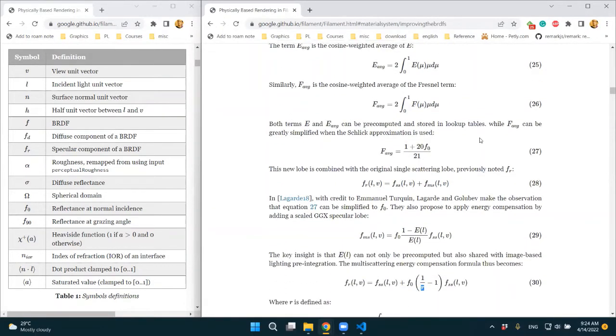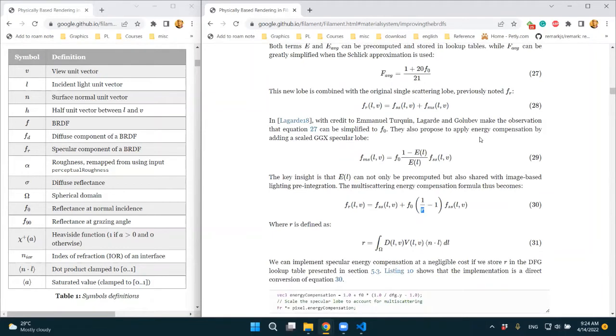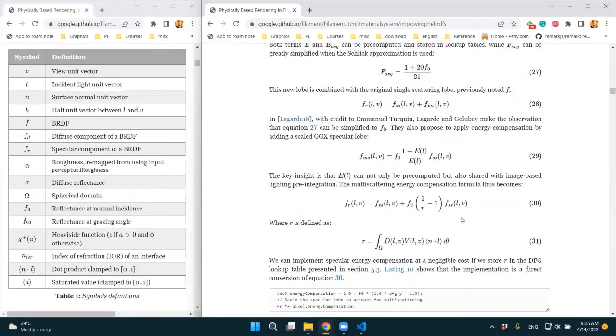Well, I think equation 30 is pretty much the final one. Oh yeah, okay. So we have the single scattered plus the single scattered times the compensation factor, which is 1 over the reflectance minus 1. Does it dampen it? And it's then times F0, which I'm not sure what that means here. Wait, what's R? R is 1 over E. Is it 1 over E? Wait, what is R? Is that the integral in 31? Okay. But wait, what are D and V?